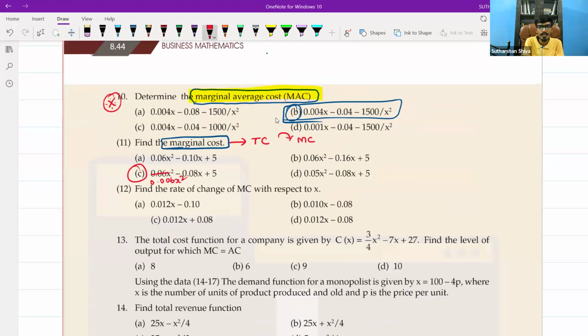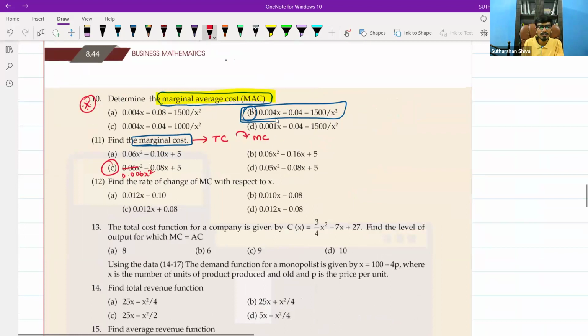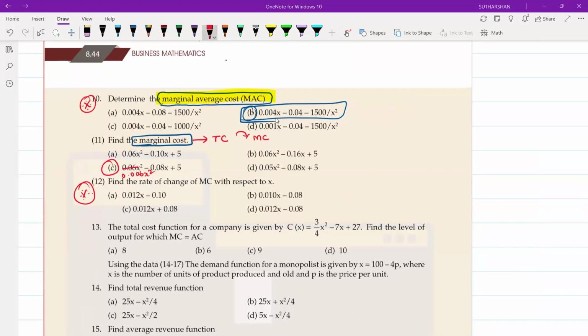And there is another interesting question, question number 12. That question is: find the rate of change of MC with respect to X. Rate of change is nothing but a differentiation of marginal cost. You need to do a second derivative process. What is the first derivative? First, if I differentiate the total cost, I find the marginal cost. Again, you need to find the double dash.